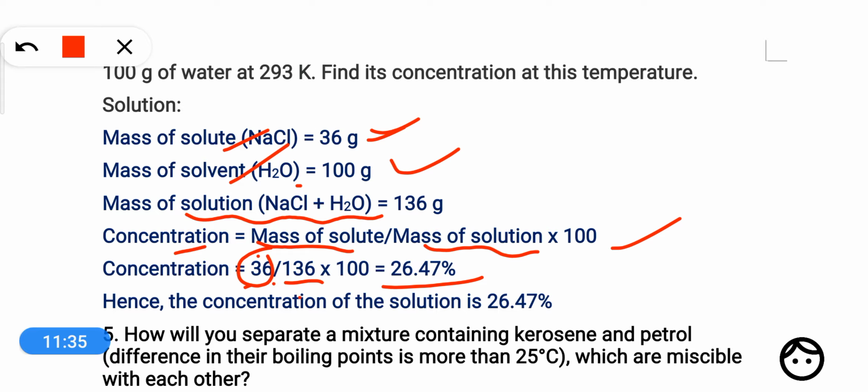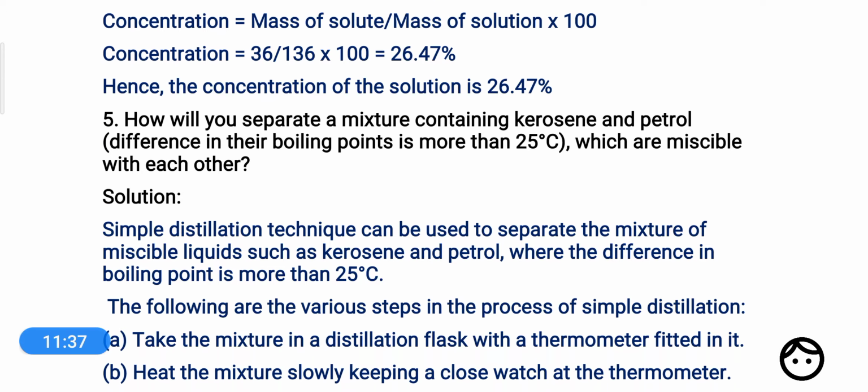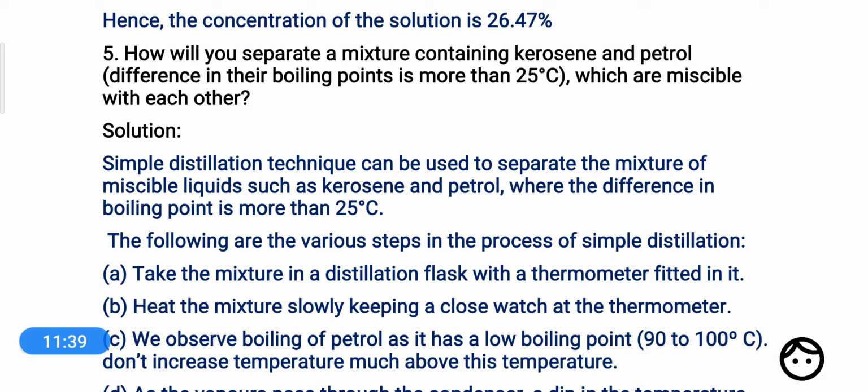Okay, now let's talk about how will you separate a mixture containing kerosene and petrol. Difference in their boiling points is more than 25 degree centigrade, which are miscible with each other, right? So actually the simple distillation technique can be used to separate the mixture of miscible liquids such as kerosene and petrol, where the difference in boiling point is more than 25 degree centigrade or 25 Kelvin actually. Okay, which steps we will be following?